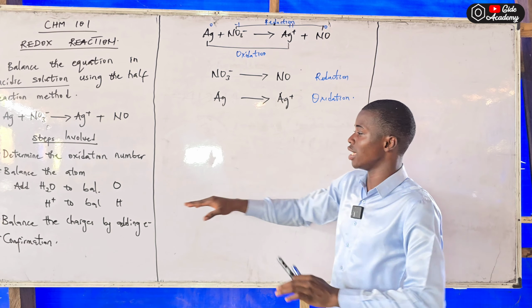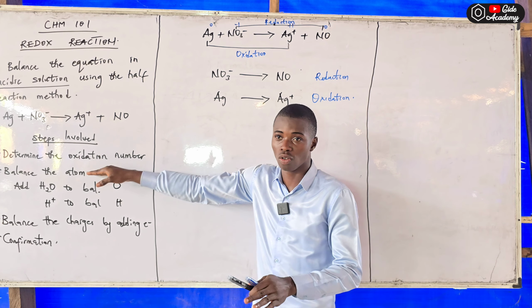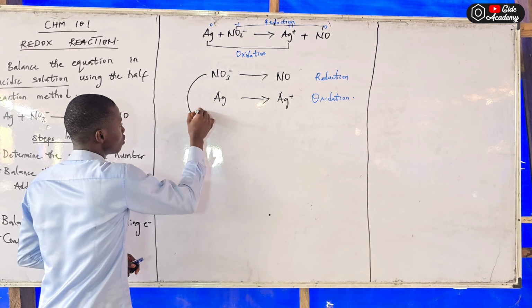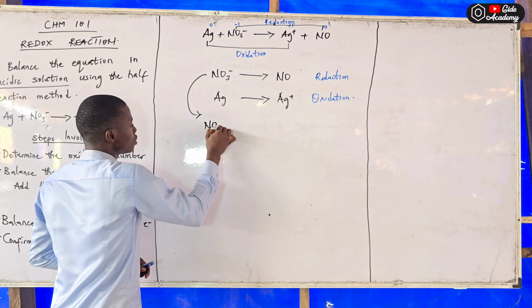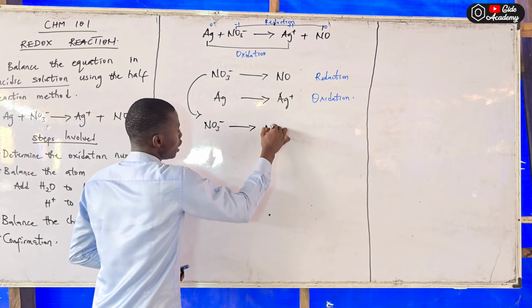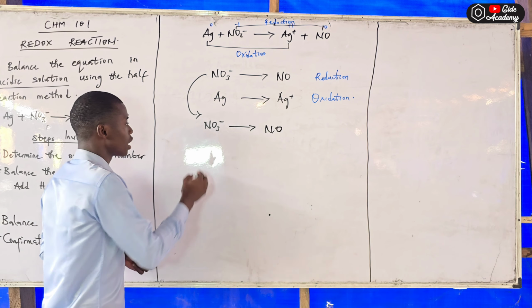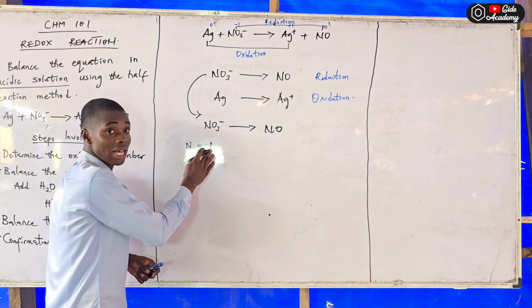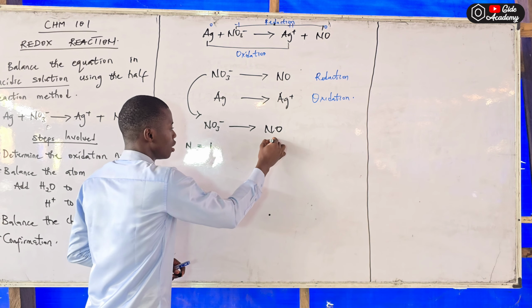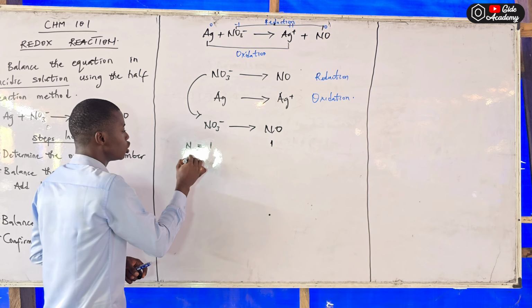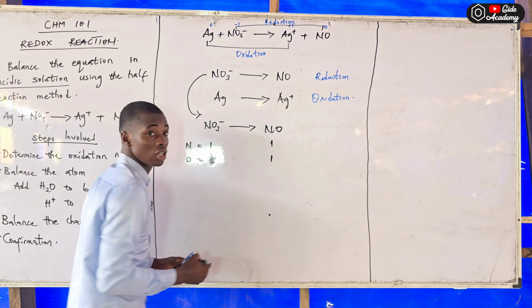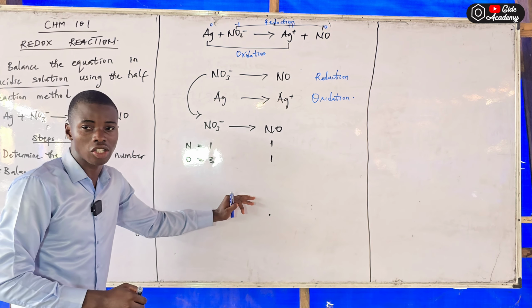So the next step here is for you to balance the atoms. So let's check. Let me write the first one here, which is NO3 minus to give us NO. So first of all, how many nitrogen do we have here? 1. How many nitrogen do we have here? 1. How many oxygen do we have here? We have 3 oxygen here. And how many oxygen do we have here? 1. So we already know that the oxygen in this reaction is not balanced.